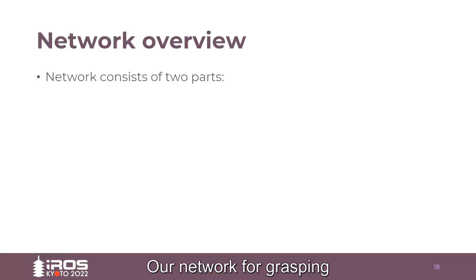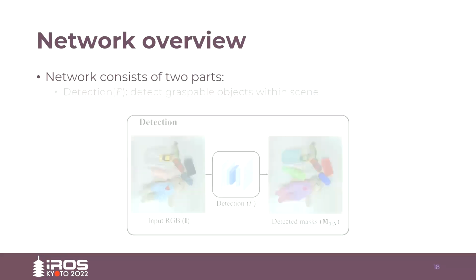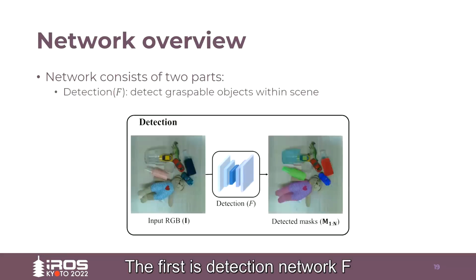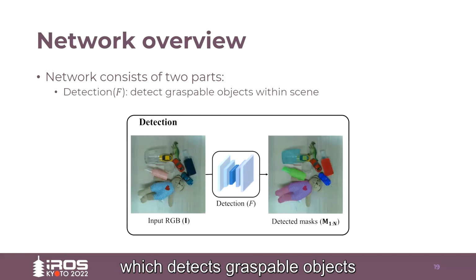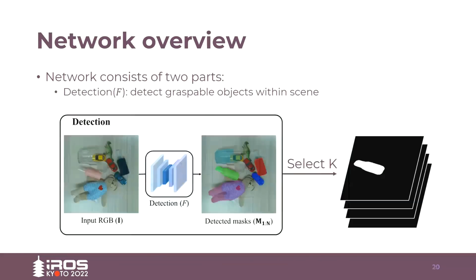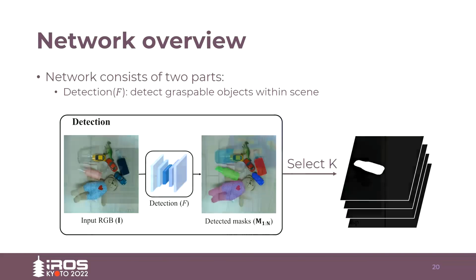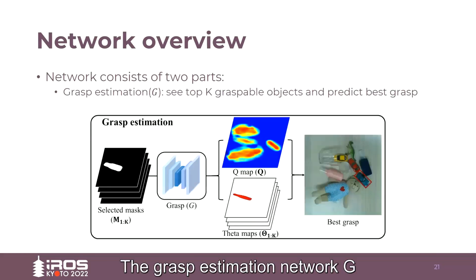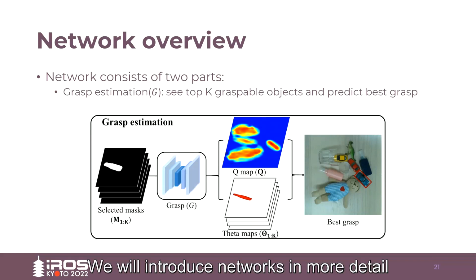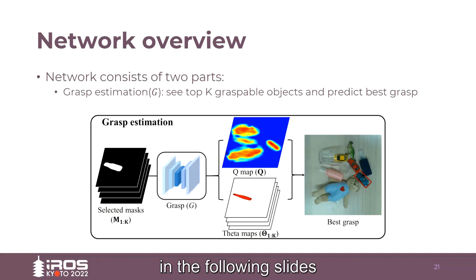Our network for grasping consists of two parts. The first is detection network F, which detects graspable objects within the scene in the form of object masks. Out of the detected masks, we select K objects as input to the subsequent network. The grasp estimation network, G, observes these K masks and selects the best grasp with the highest possibility using the QMap and theta map. We will introduce the networks in more detail in the following slides.